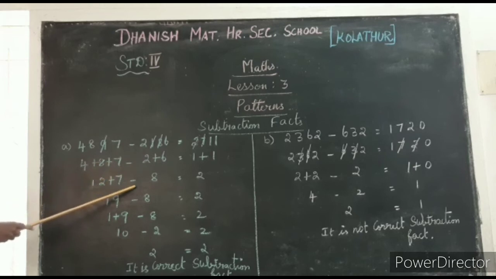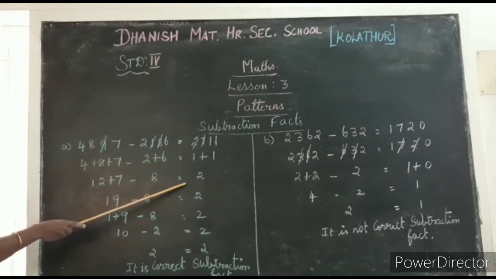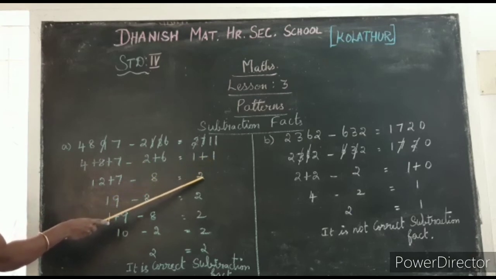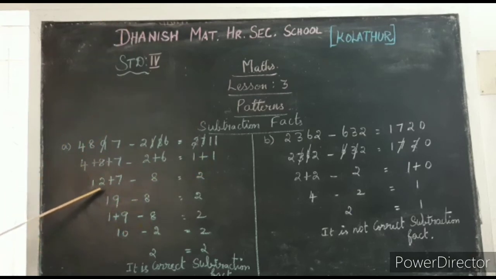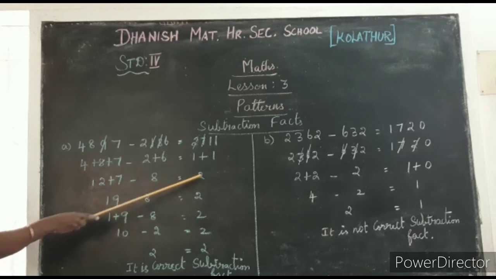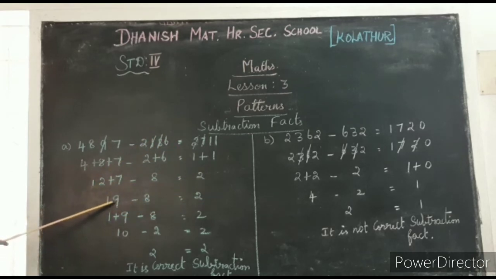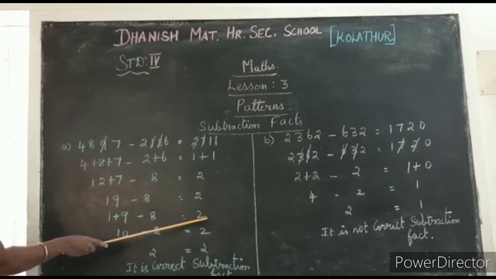4 + 8 = 12 + 7 minus 2 + 6 + 8 = 1 + 1 = 2. So 12 + 7 = 19 minus 8 = 2. So now what should we do? We have to do the addition. Yes. So 1 + 9 = 10. So minus 8. So is equal to 2.